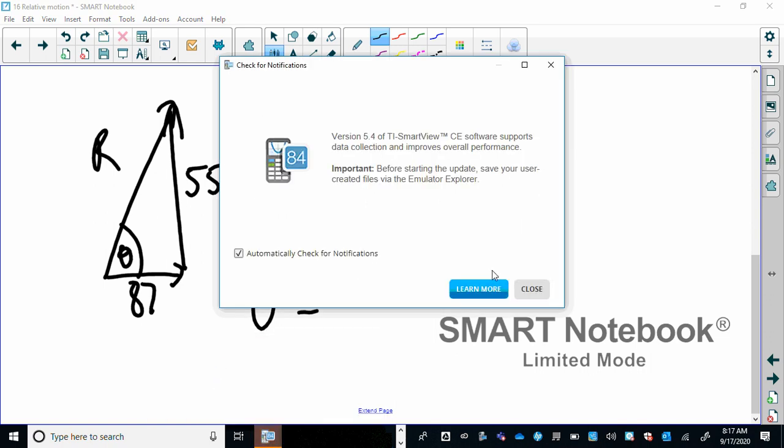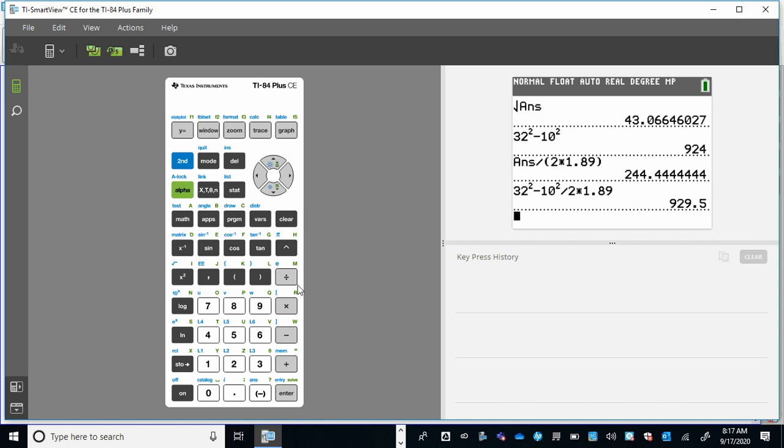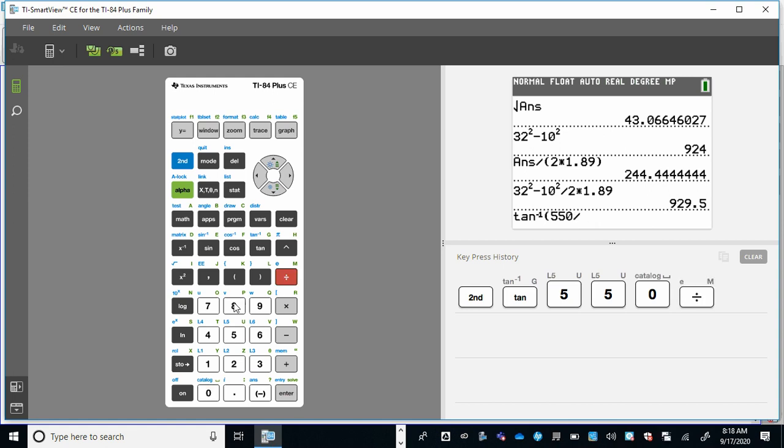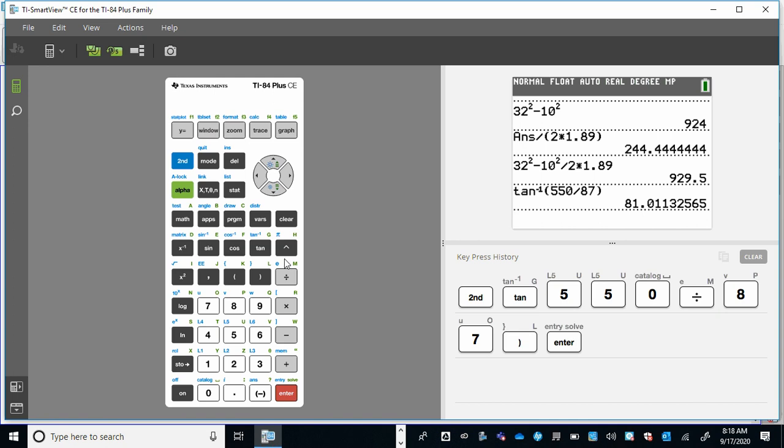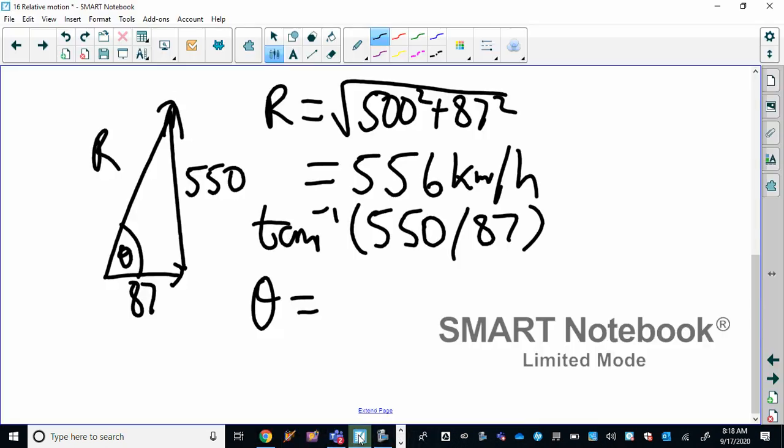Here it is. My calculator, inverse tangent, second function tangent of, what do we say it was? 550 divided by 87 in the brackets, and we get 81 degrees, which totally sounds right. It's going to be a very steep angle. Because this is 550, this is 87. It's not a very well drawn triangle. We would get 81 degrees.